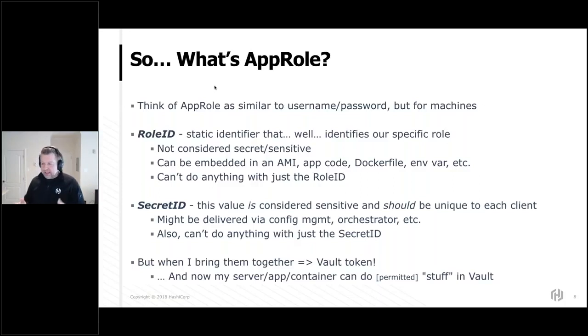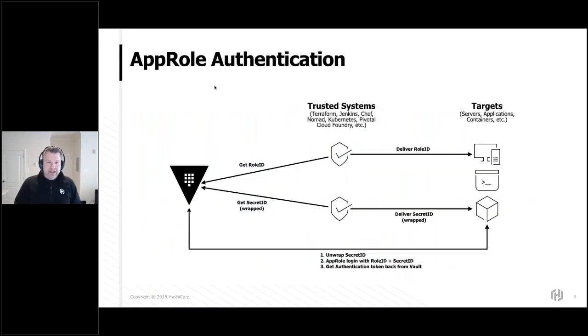So the idea is ultimately the role ID and secret ID should only ever exist together on my final target. And then I bring them together and I get a token, and now my app or whatever can do what it's supposed to do, keeping in mind the permissions, the policies that are attached to that token. So let's really drill this whole idea in with a picture, because pictures help a lot, right? So I'm really just going to reiterate everything I just said.